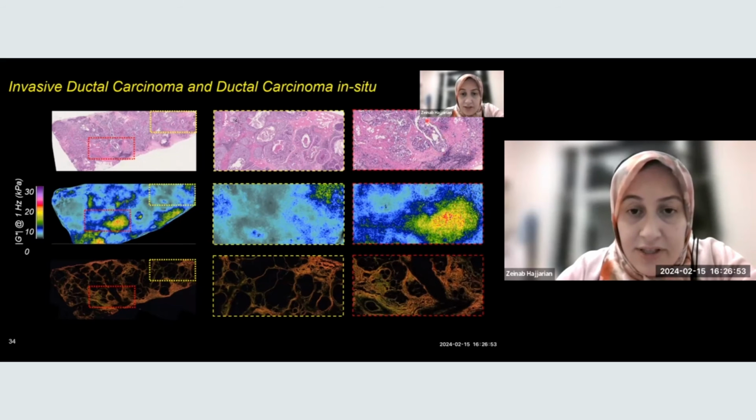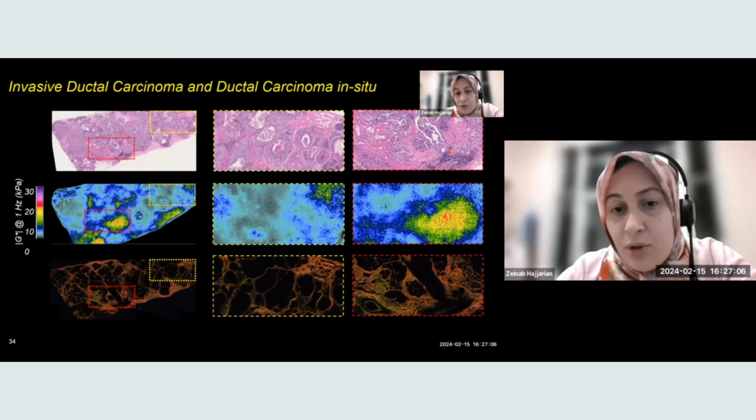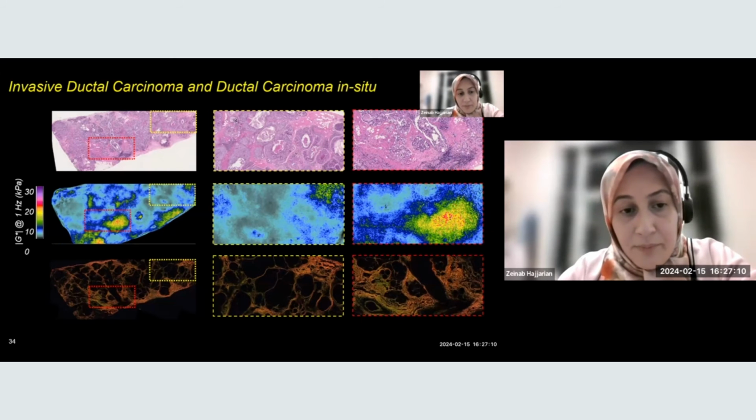These are the tumor cells that started to breach out from the basement membrane, and they're starting to basically invade the breast parenchyma. And we can appreciate that our modulus shows some increase in the extracellular matrix components of this invasive carcinoma compared to the in situ component.